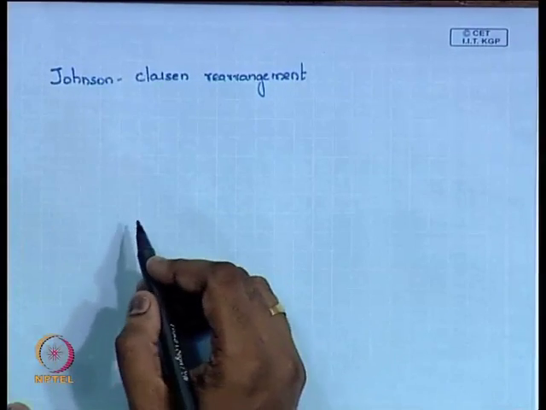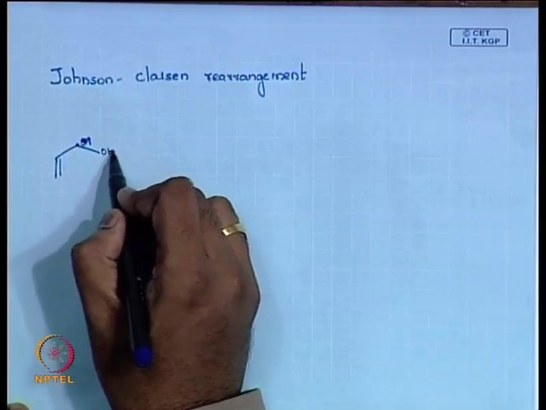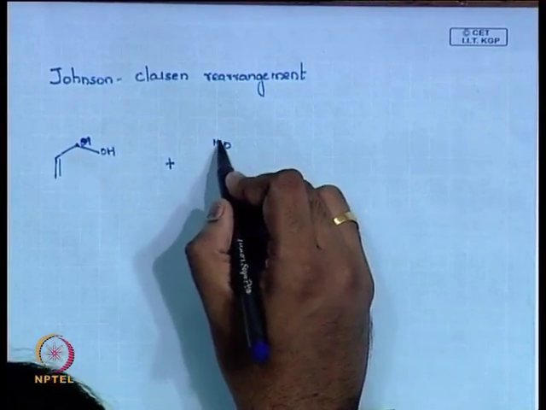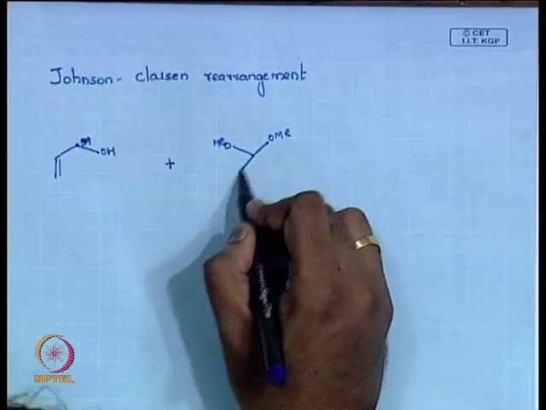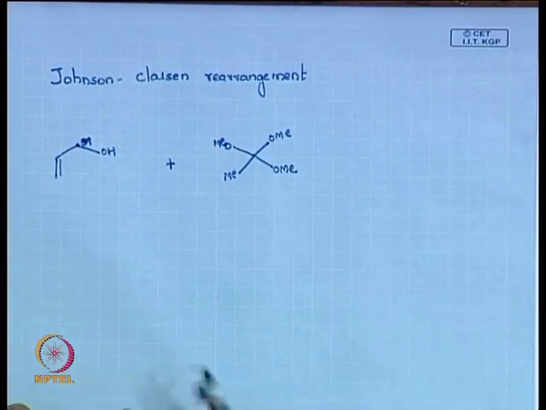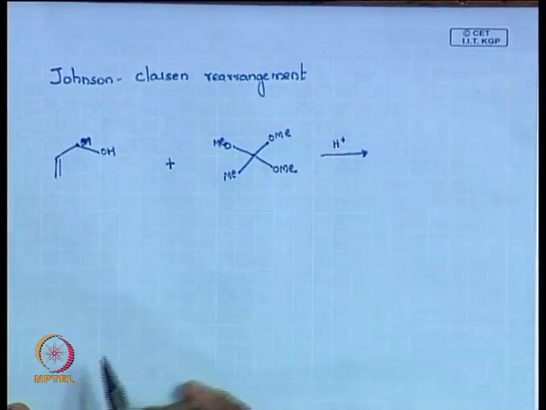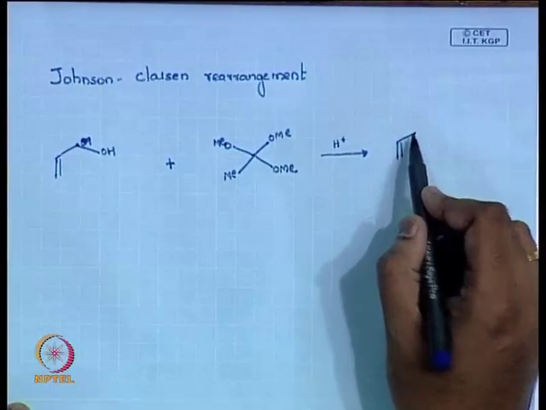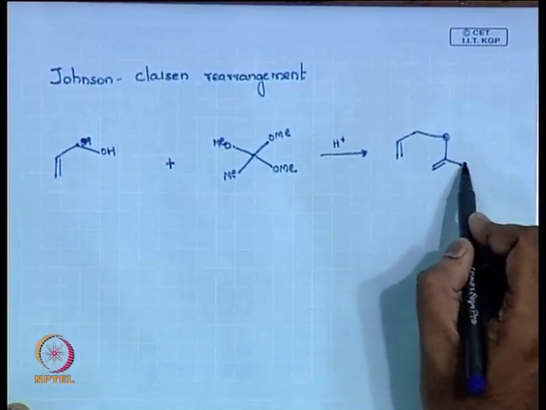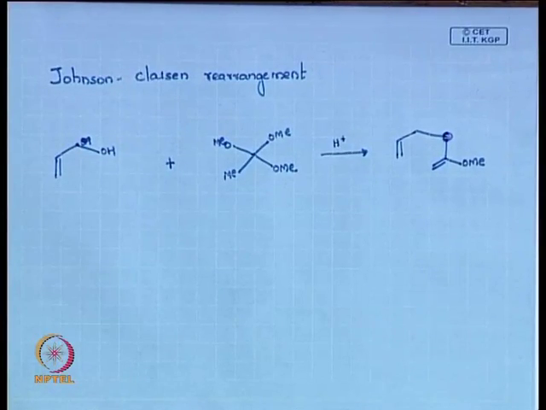Johnson Claisen. So, what it says is basically, what you do, you take an allyl alcohol, right. In Johnson Claisen you can have your orthoesters, like you can make this. Nowadays it is commercially available also. Just with H plus you end up with your O, this is your oxygen. Okay. You end up with this substrate.